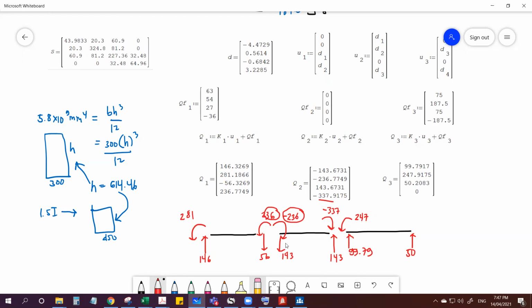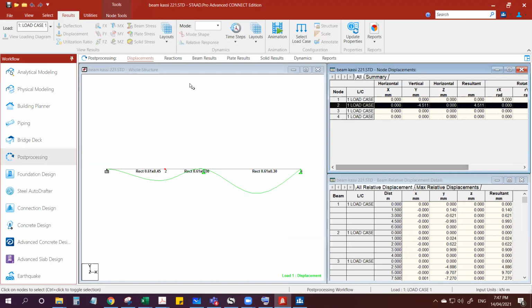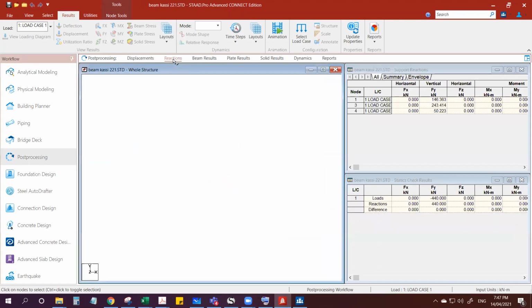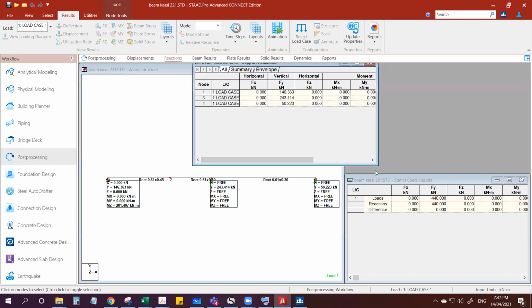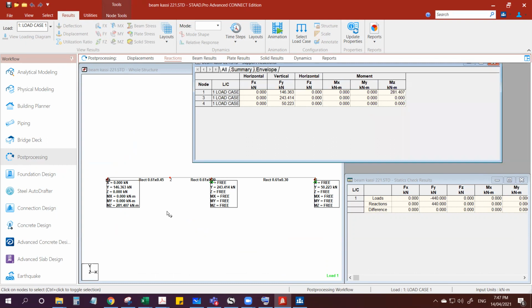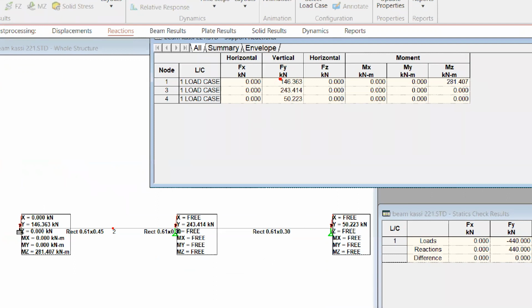Okay, so let's check with STAAD. Our reaction here is 146 and 281. So as you see, click on reaction, and these are the corresponding forces and moment. So on node 1, we have vertical reaction 146 and 281, which is the same as our SMAT solution.